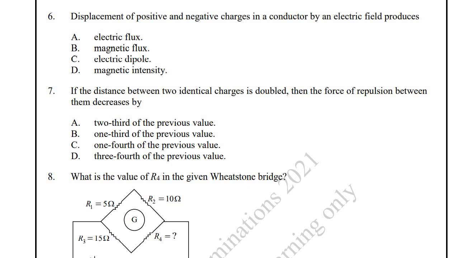Let's see question number 6. The displacement of positive and negative charges in a conductor due to an electric field. So what will happen inside that conductor? So let's say we have the plates of the capacitors. These two are the oppositely charged plates of the capacitor, and the medium between them is a dielectric.